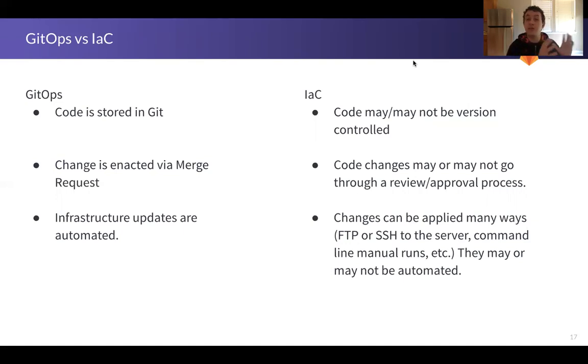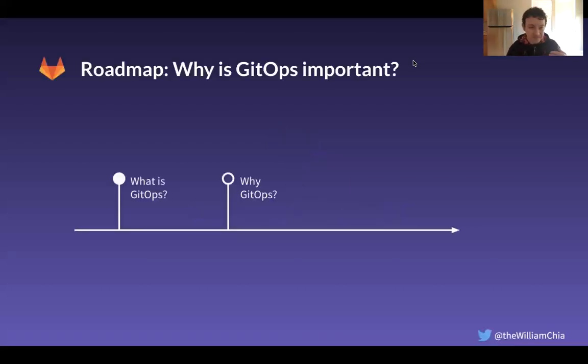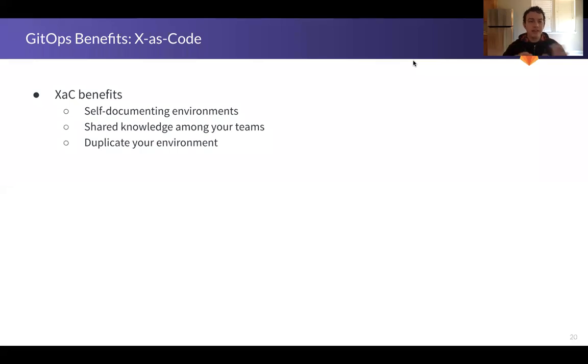But when you say you're doing GitOps, it does mean these best practices that we've developed. So one way to think about it is that GitOps is infrastructure as code done right. So with that, now that we have a base understanding of what GitOps is and how it works, let's take a look at why. Why is GitOps important? Well, let's look at some of the challenges and some of the benefits.